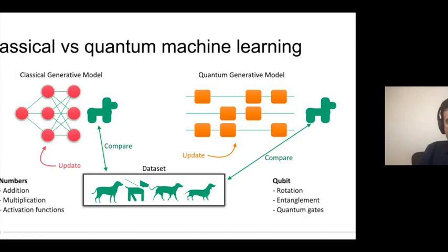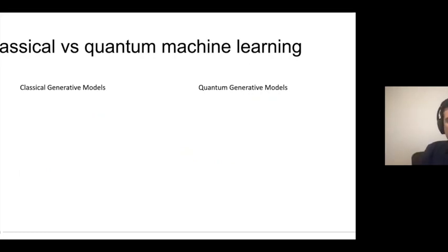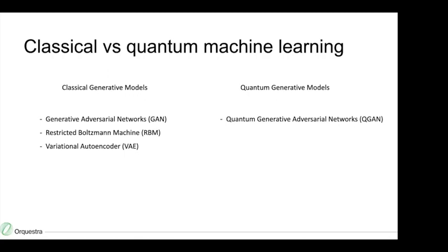As I mentioned, in a classical generative model, you operate on numbers by adding, multiplying, and doing activation functions. In a quantum generative model, you operate on qubits, so you rotate them, entangle them, and I'll tell you more about each of these things. Some classical models are generative adversarial networks, which are the ones that draw those faces, restricted Boltzmann machines, variational autoencoders, etc. For quantum generative models, we have quantum generative adversarial networks, quantum Boltzmann machines, and quantum circuit Born machines. This is the one that I'll show you today. We're going to learn how to build a quantum circuit Born machine. Stop me if there are any questions so far.